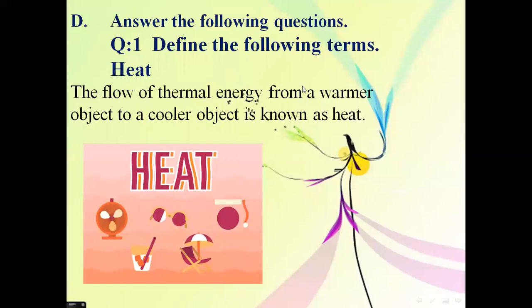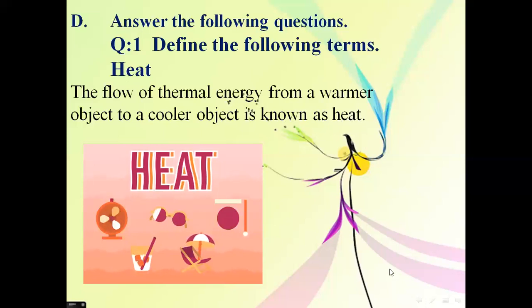Exercise number D, answer the following questions. We have first one, define the following terms. Number 1, heat. The flow of thermal energy from a warmer object to a cooler object is known as heat. This is your question number 1.